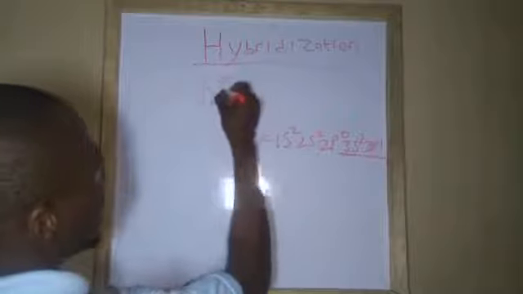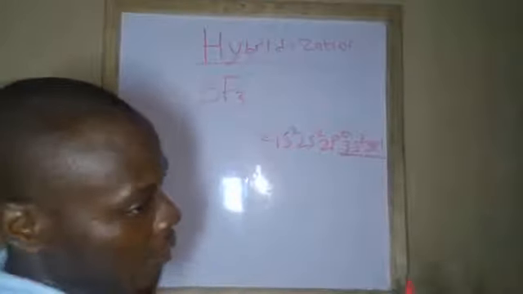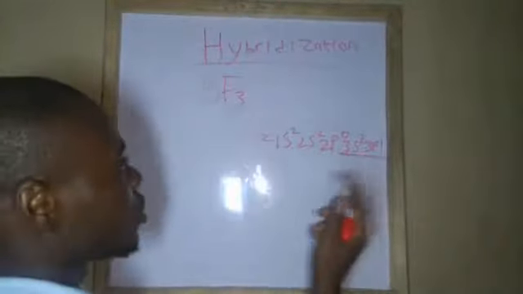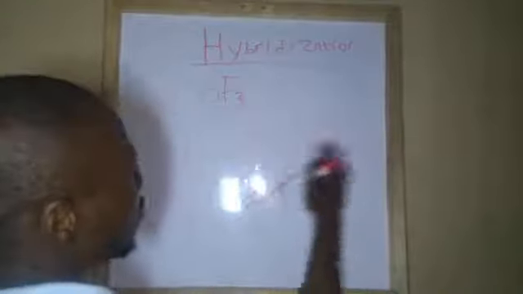BF3. We want to do the configuration. Now how do we do it? BF3 has boron as the central atom, with atomic number of 5. So if we want to set up the configuration of boron, this is how you do it. It has atomic number of 5.